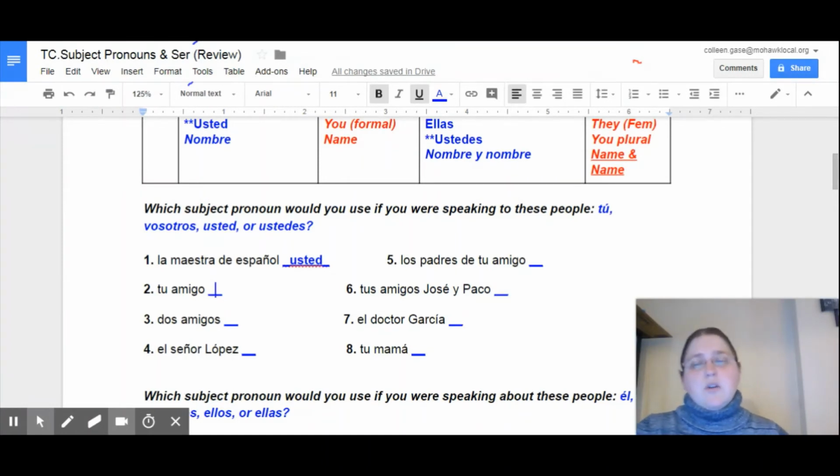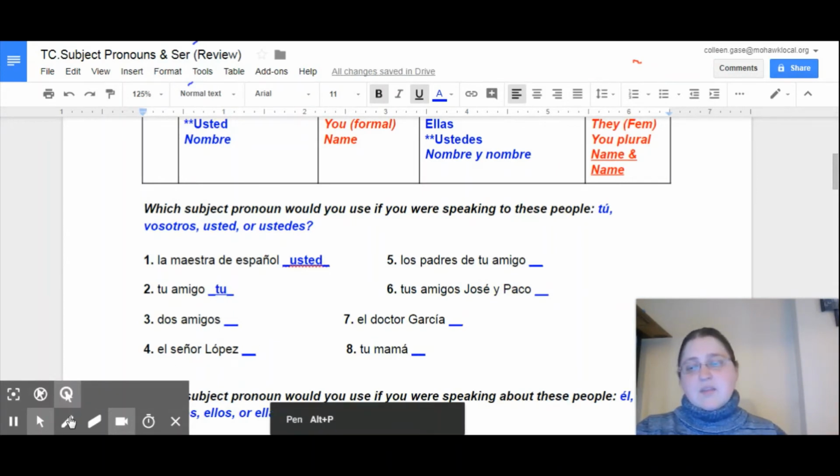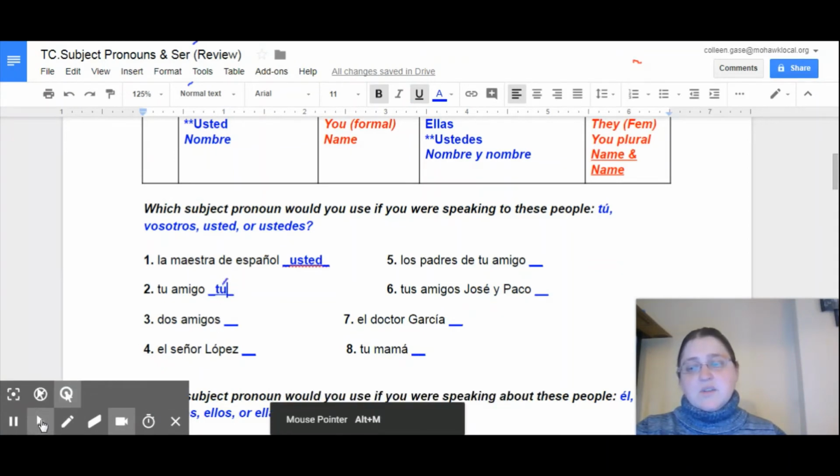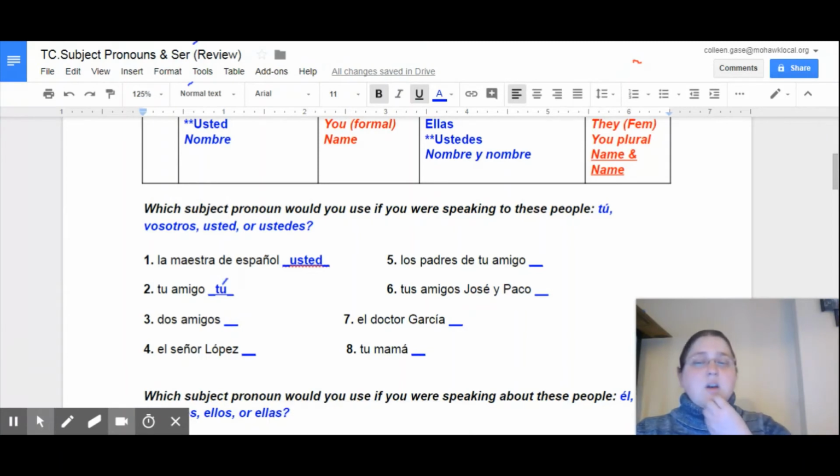Tu amigo. Your amigo is your friend. Of course, with your friend, you're going to be using something less formal. So you should be using tú. And again, on your copy, make sure you're putting the accents. I'm going to do my best to do so with these little pen devices that I'm getting used to. So, tú. Dos amigos. Now we need to go over to our plural side.